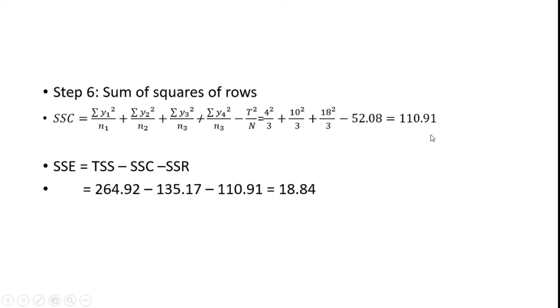Finally, I make it 110.91. So finally, the sum of squares of error also we have to identify, because the measuring instrument variations and the equipment always develop noise. From that we also get the data difference between every replica of experimental data collection. So we should collect the data about the sum of squares of error. How do I conduct the sum of squares of error? It is TSS minus sum of squares of columns minus sum of squares of rows.